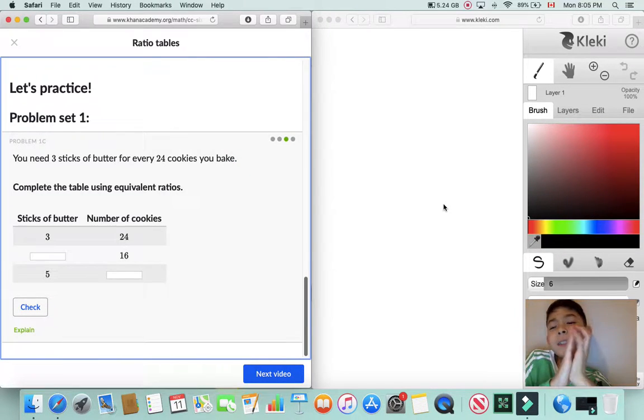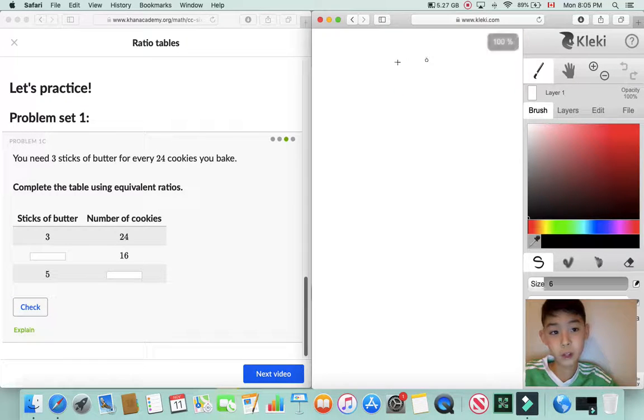You need 3 sticks of butter. So 3 sticks of butter, and you make 24 cookies. That's actually kind of a lot.